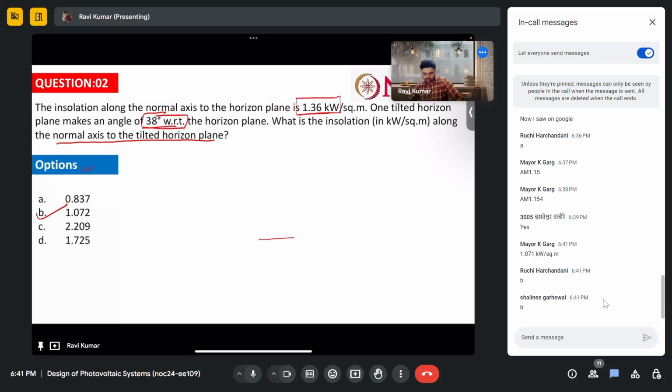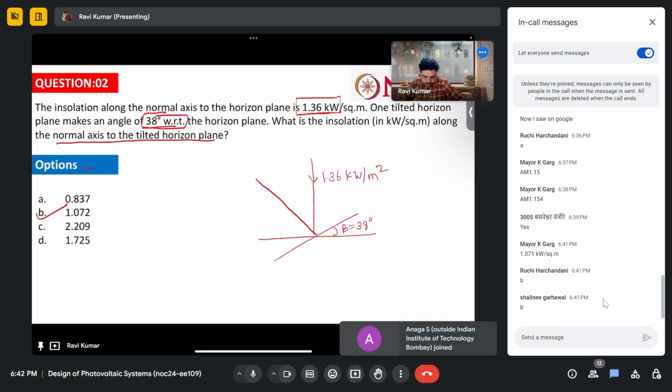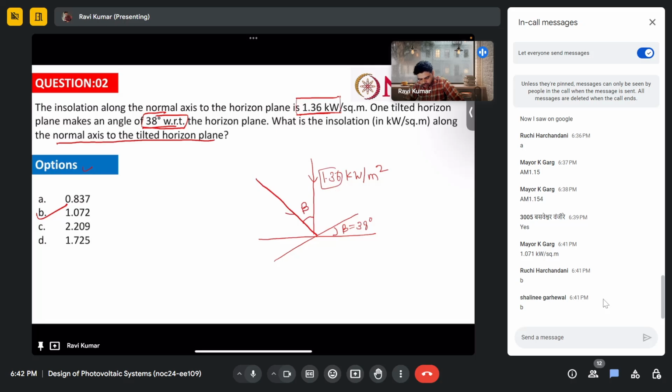It is a very simple question. This is our horizontal plane, this is the normal, and this is the radiation, 1.36 kilowatt per meter square. So we have a tilted plane like this. It is beta plus 38 degree. Then we have a normal to this, and this is beta, then it will also be beta, and you need to just calculate 1.36 towards this. So it will be just cos beta into 1.36, right? And if you do this, cos 38 into 1.36, yes. So this is the answer.